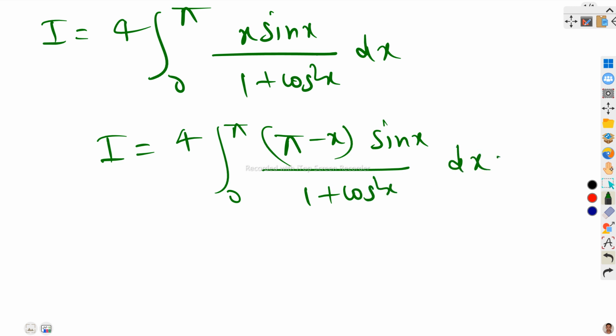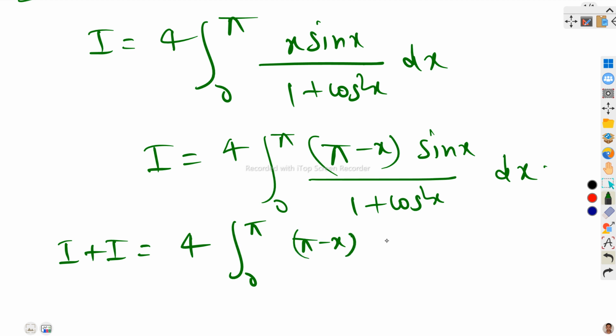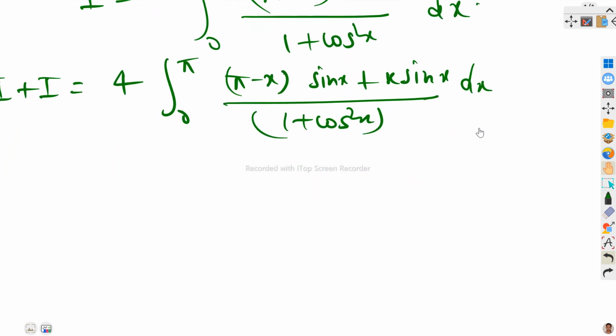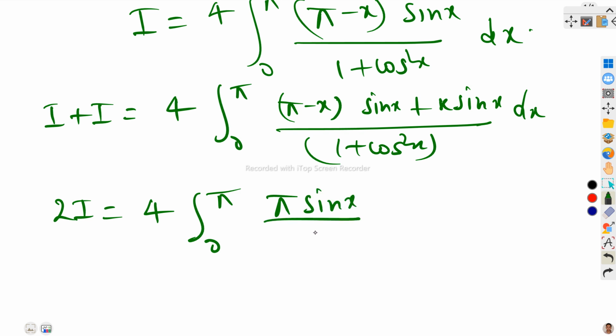Adding these two integrals, I plus I becomes 4 times integral from 0 to pi of (pi minus x) sin x plus x sin x upon 1 plus cos square x dx. Writing it precisely, we can add two definite integrals into a single definite integral. This becomes 2I equals 4 times integral from 0 to pi, and the x sin x gets cancelled, leaving pi sin x upon 1 plus cos square x dx.